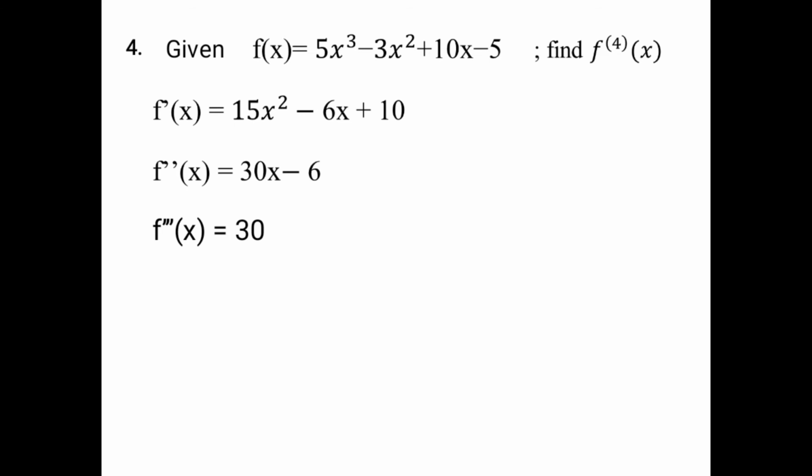And then the last derivative, we're going to get the fourth derivative. Since we only have here 30, and 30 is a constant, it means that our fourth derivative is equal to 0. Why 0? Because 30 is a constant already. So from the constant rule, we'll just have the answer 0 for any constant. When you're getting the derivative of that, it will always equal 0.